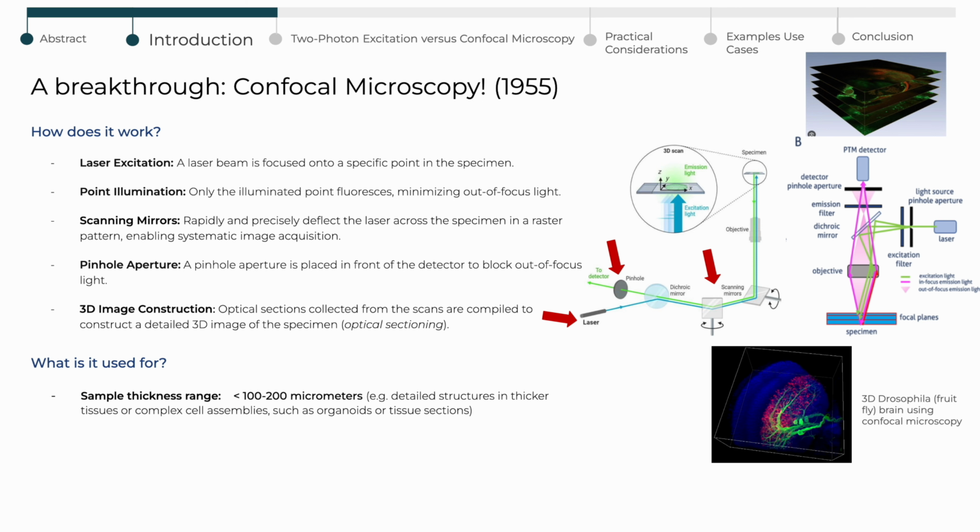Well, the sample thickness range has further increased to about 100 to 200 micrometers, which allows for imaging of detailed structures in thicker tissues or complex cell assemblies such as organoids or tissue sections.